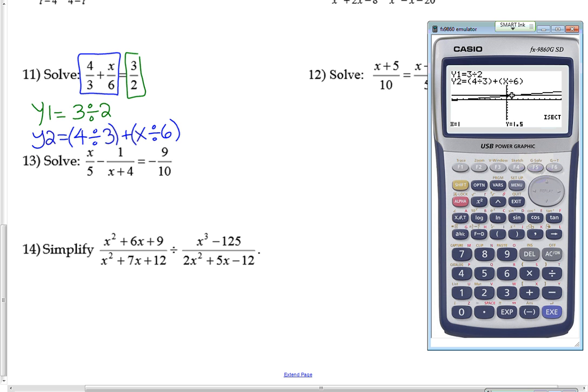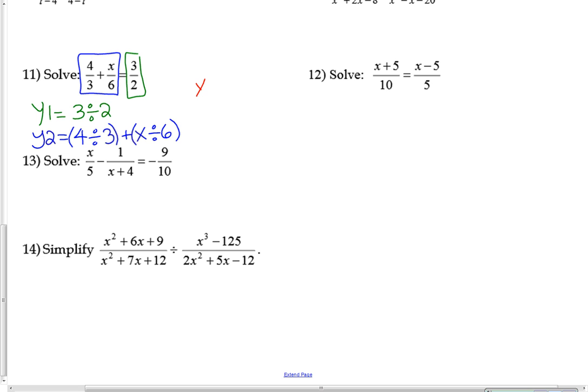I can go to GSolve, isect to get the intersection. Remember, the original problem only had x's in it, so all I care about is the x value of my solution, and I'm going to write x equals 1 as the answer for that. All right, moving on to number 12.